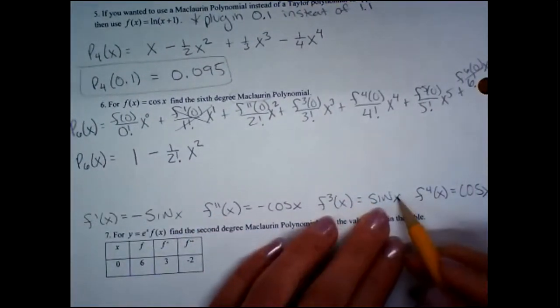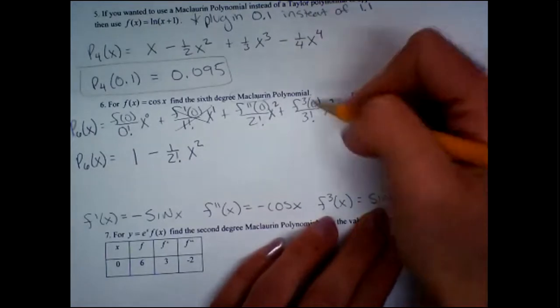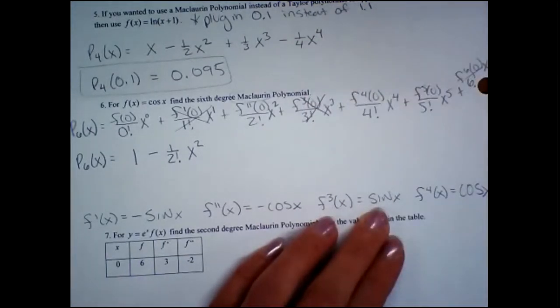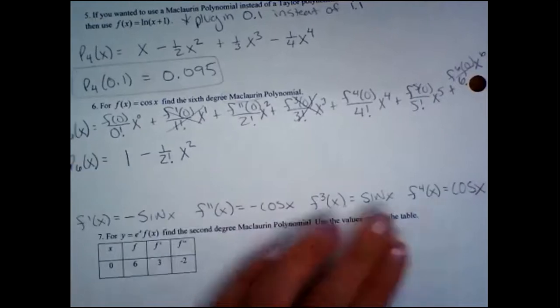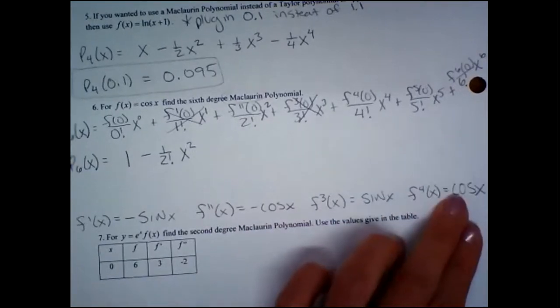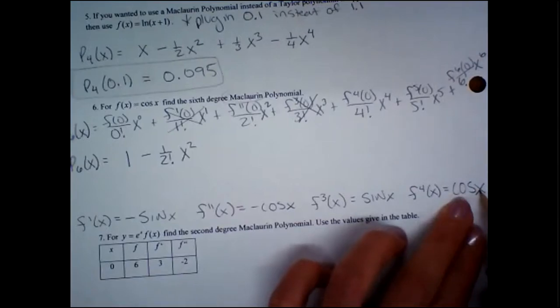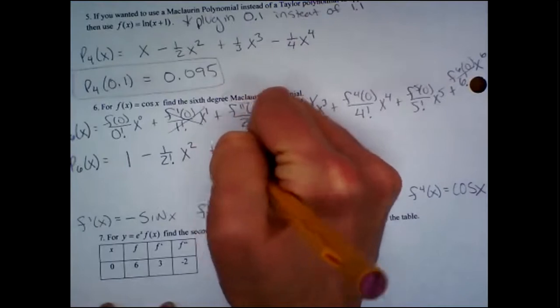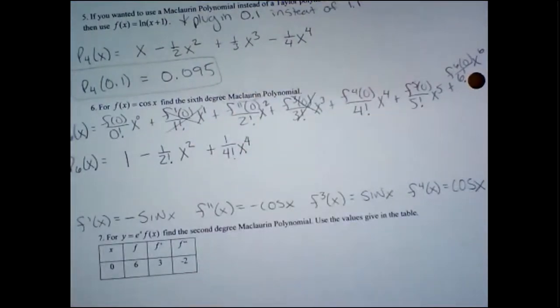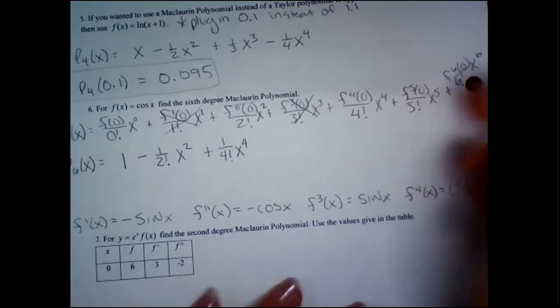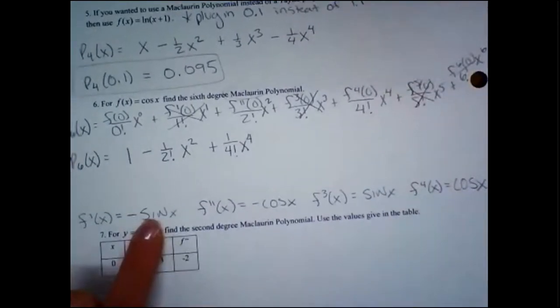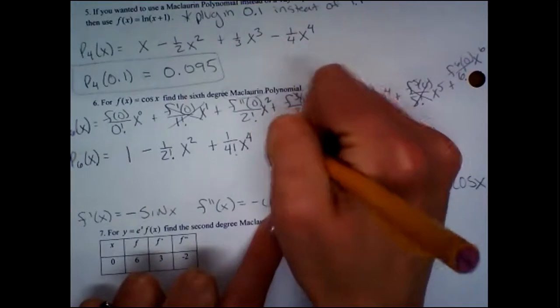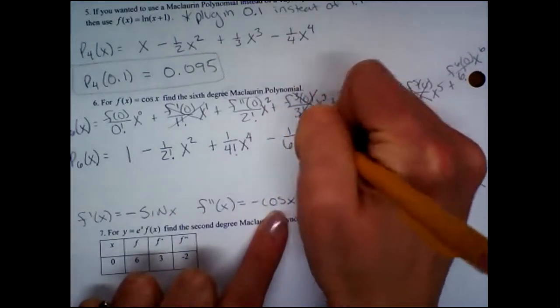Third derivative, it's sine. Sine of 0 is 0, so that term's gone. Every other one is going to go away. All right, fourth derivative, cosine of 0 is 1, so it'll be 1 over 4 factorial x to the fourth. What happens to this one? Goes away because it was negative sine. Good, and that is where I was headed with this, is that you could see the pattern.